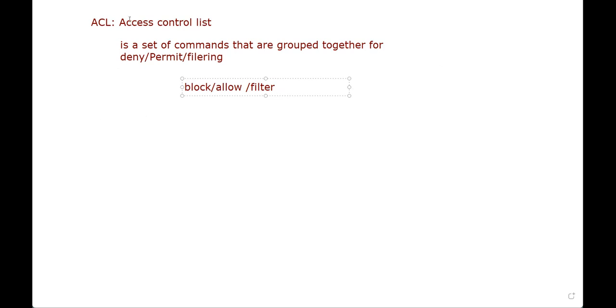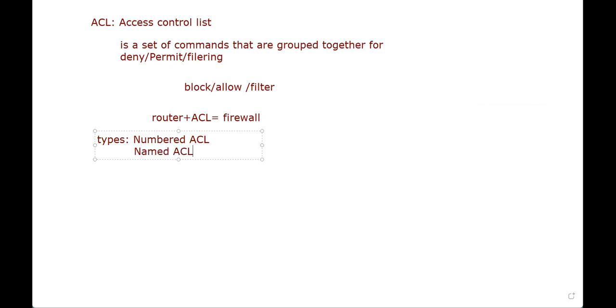So ACL is access control. You can also say if you put a router plus ACL together, then it is called your firewall. In the network security industry, we also have hardware firewalls, but first of all, we need to understand ACL on Cisco routers. So ACL's types are numbered ACL and named ACL.